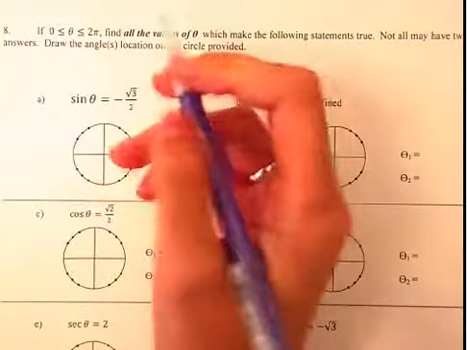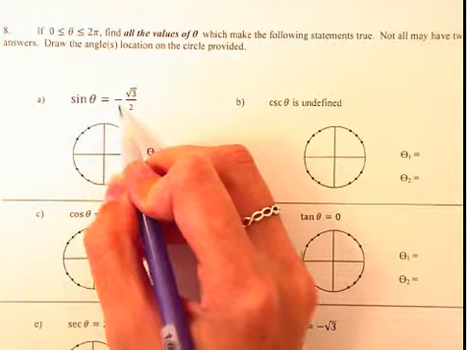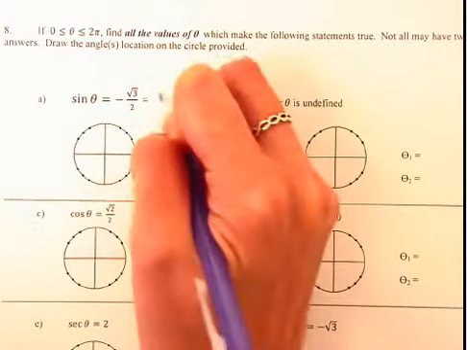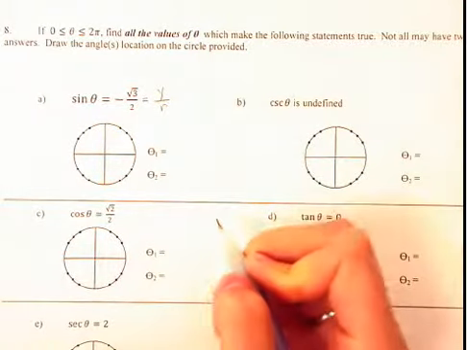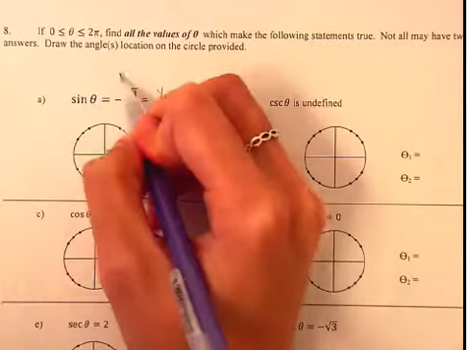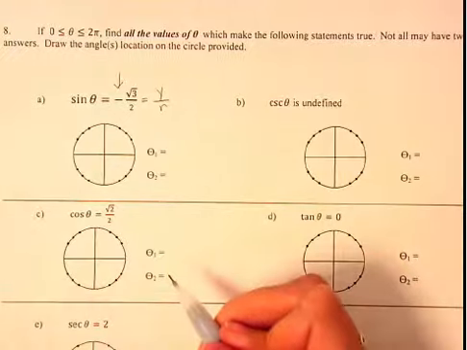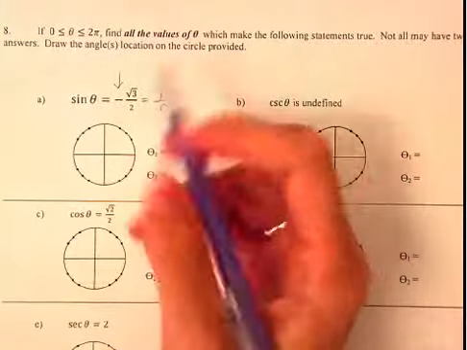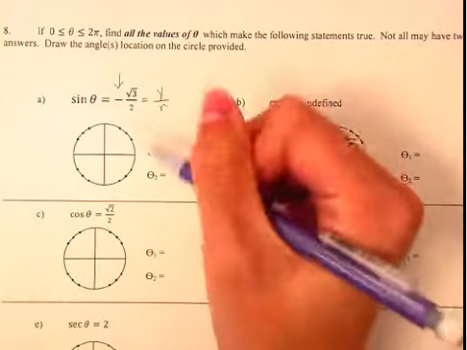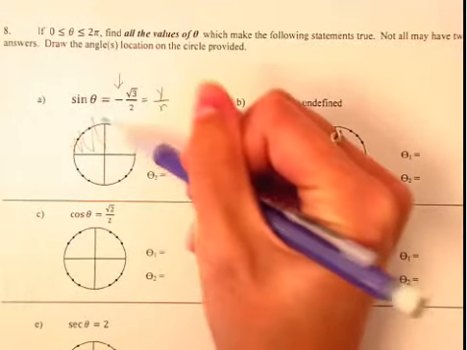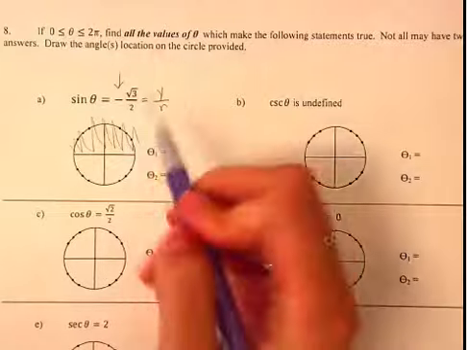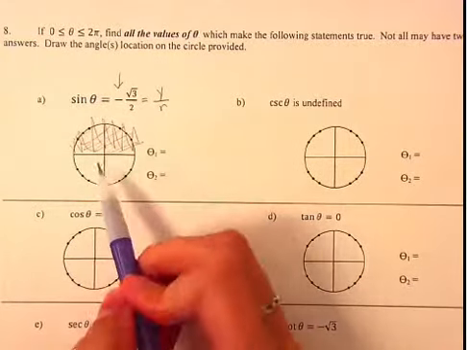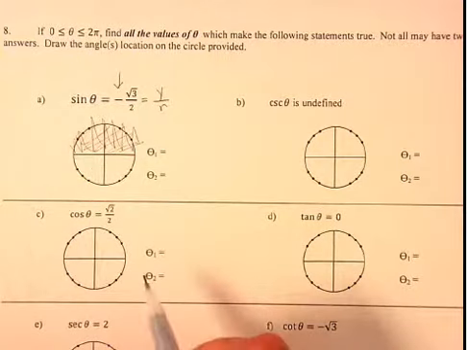Okay, so for A, sine of theta is negative square root of 3 over 2. I know that sine is y over r. So I need to think, okay, where is it? Well, first off, where is sine negative? Sine is my y value, and y is negative in the third and fourth quadrants. So that means that sine must be negative in those quadrants as well. So I'm going to ignore everything in the first and second. I'm going to focus on the third and fourth.